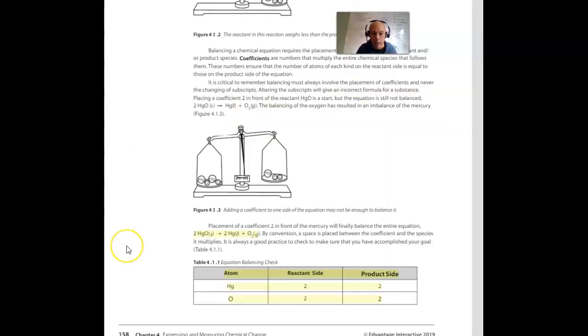I flipped my page. I'm now on 166 of the ebook, and I'm looking at this balanced equation here, which is adhering to the law of conservation of matter, where the same number and types of atoms are present on both sides.